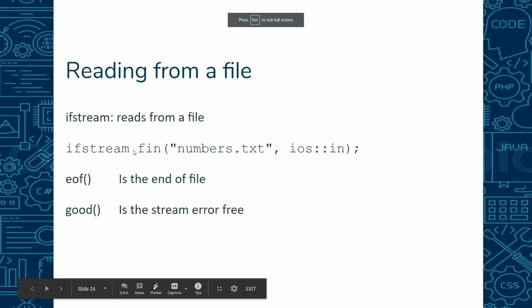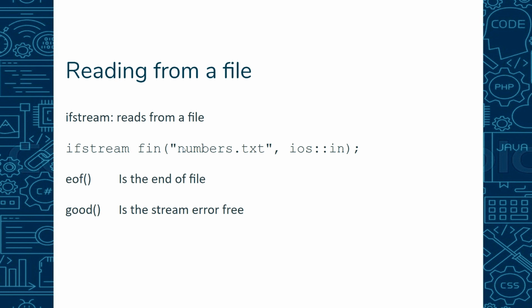You'll see that often. And the only difference is you still have your text file. You do not have to have a path if numbers.txt is in the same location as your exe file. And then instead of ios::out or ios::app, you have ios::in. There's a couple methods you can use with this fin. You could say eof, end of file. So you could put that in a while loop, keep reading so long as it's not the end of the file. And there's also fin.good, meaning is the stream error free.